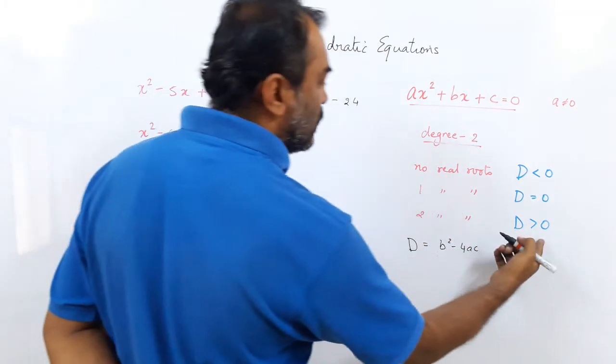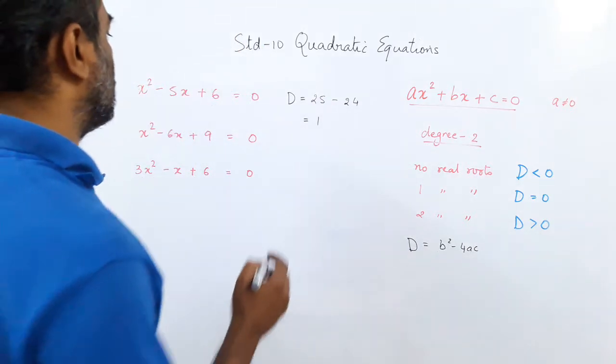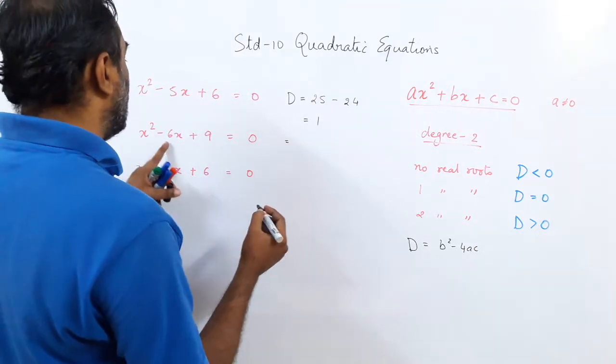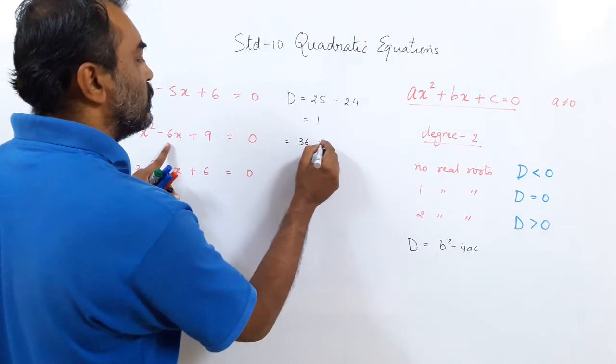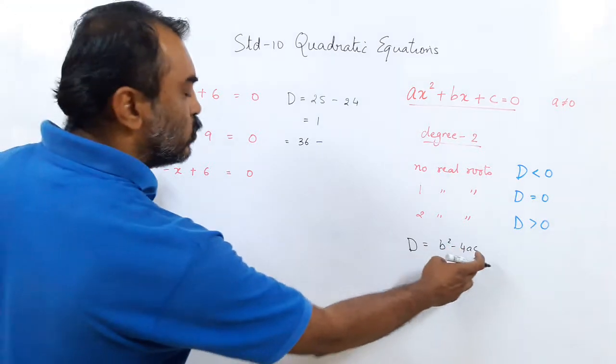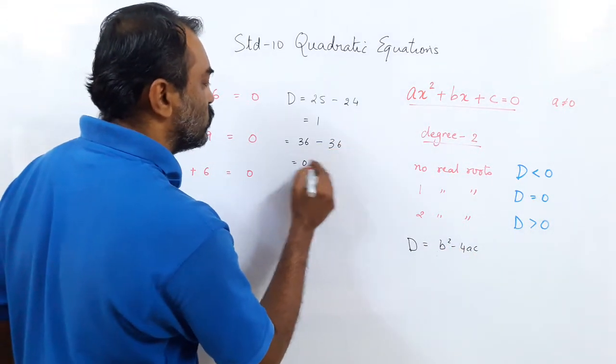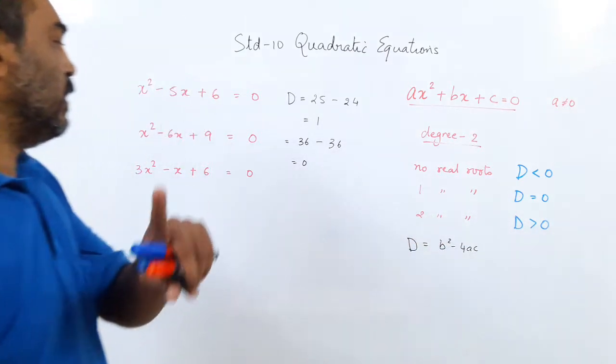D is greater than 0. So you will have two real roots. Let us check this one. Here, minus 6 the whole square is 36. Minus 4 into A into C: 9 ones are 9, 9 fours are 36. 36 minus 36 equal to 0. So this will only have one real root.